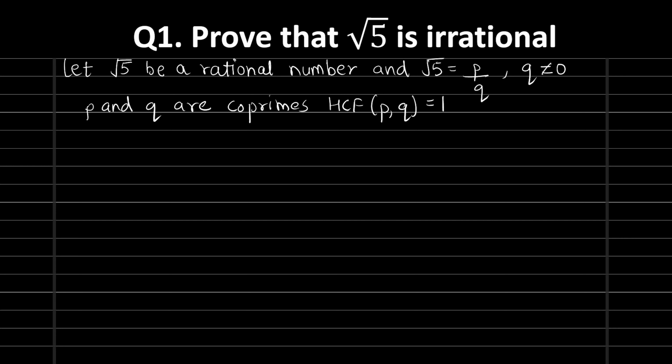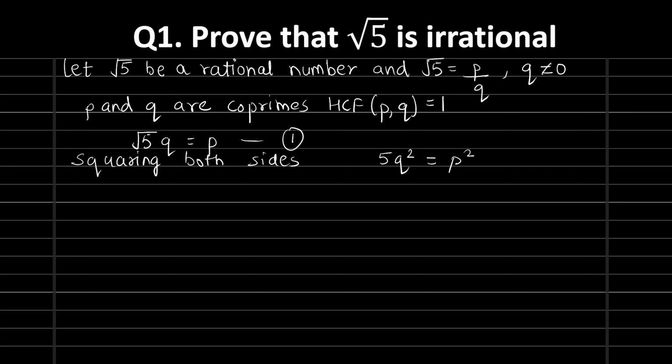Now, if root 5 can be written in the form of p by q, on cross multiplying, we multiply q with root 5. We'll get root 5 q equals p. Name it as equation 1. Square on both the sides. On squaring both sides, we will get root 5q whole square, that will be 5q square, and p whole square, that will give us p square.